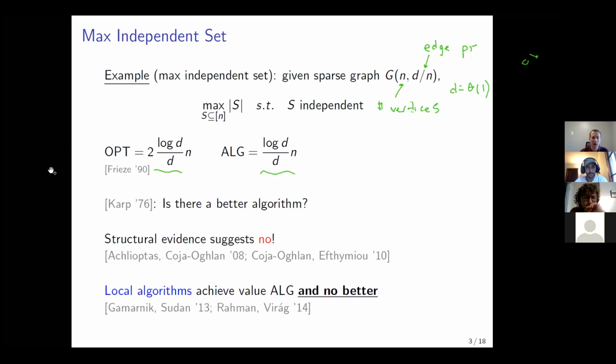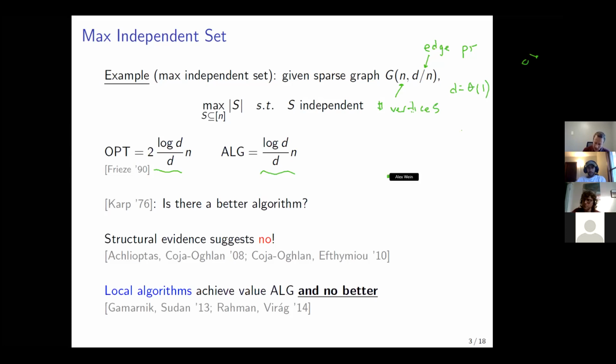Now, a more concrete result along these lines, that's now sort of the state of the art, is that a class of algorithms called local algorithms can achieve the value ALG, but no better. Okay, so this is some restricted class of algorithms for which ALG really is the fundamental limit. And what is a local algorithm?